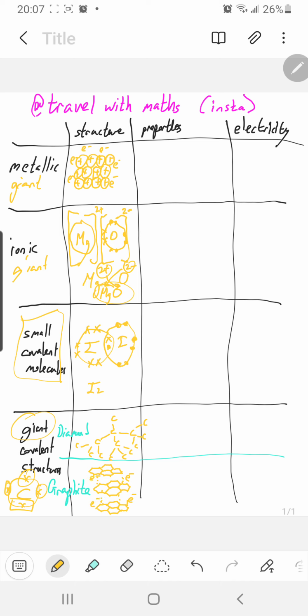All right, so that's the structure done for all of them. Now properties. Metallic structures have high melting point and high boiling point. Giant covalent structures also have high melting point, high boiling point. Okay, so these 3 are giant, and they also have high melting point, high boiling point, although for slightly different reasons.